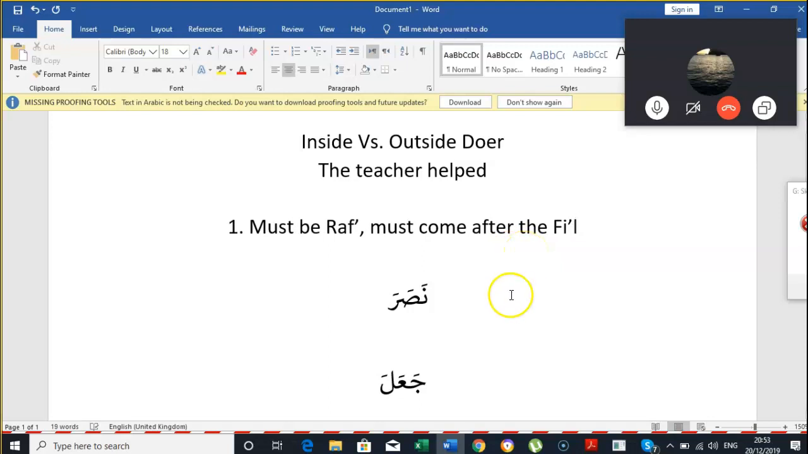Okay, so how do I say teacher in Arabic? You can say ustad as well. Let's choose the word muallim. How do you end the word? What state should it be in? Rafa. Al-muallimu. So it must be rafa, and must come after the fi'l. Don't write this down yet, because I'm going to summarize it for you later on. So what's the translation of Nasara al-muallimu? The teacher helped.